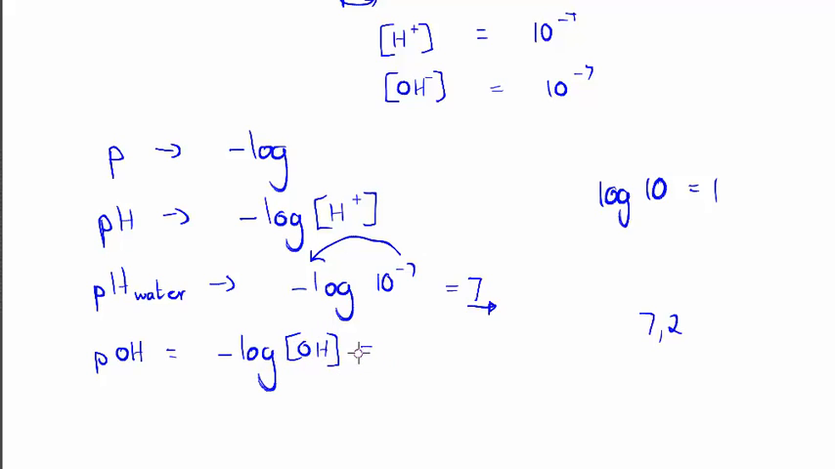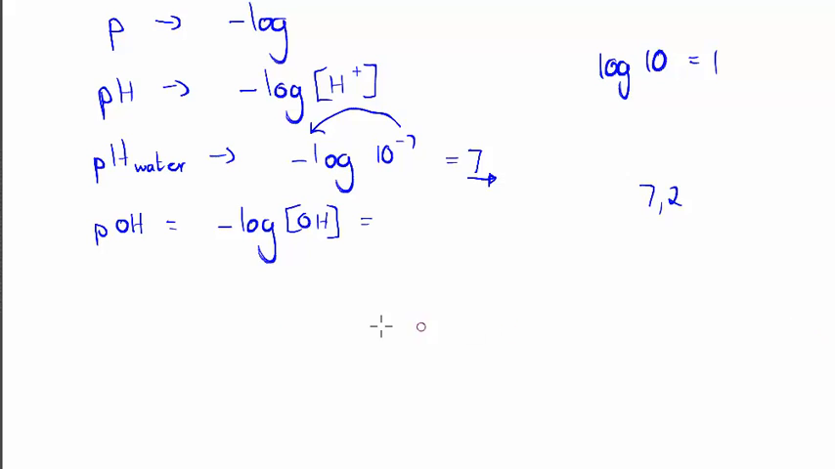And for water, we will always find that these two are the same at the same temperature. The pH and the pOH give you the same values. And you will always find that pH plus pOH is equal to 14. That's standard.